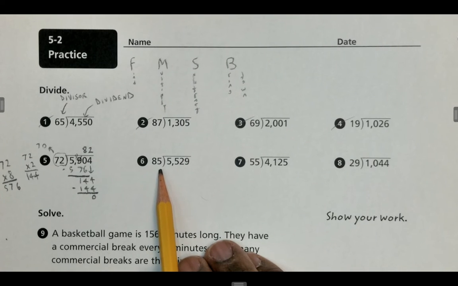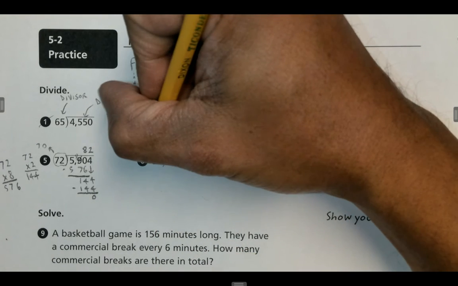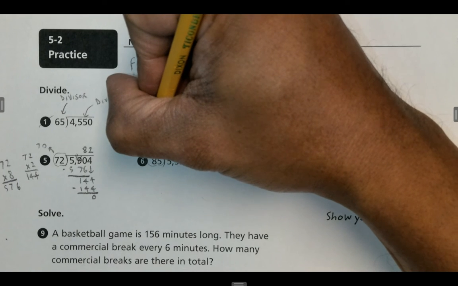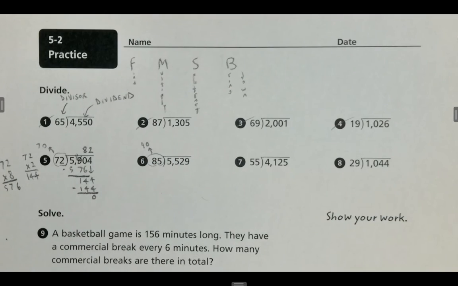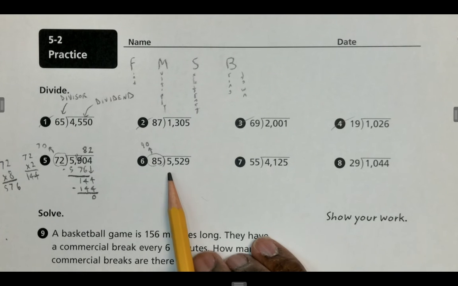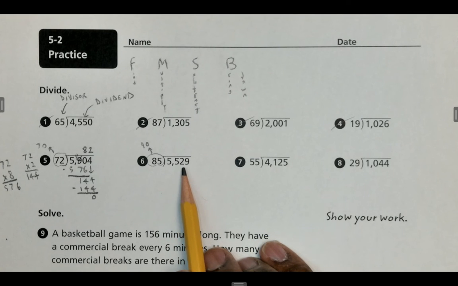Next problem. I'm looking at 85. I could round this up to 90. So think 9 times facts and add a 0 behind all your multiples of 9 to get your 90 times facts. How many times does 90 go into 5? Nope. 55? Nope. 552? Yes. So whatever I land on, I'm going to line up above the 2. Now, 90 times 5 is 450. 90 times 6 is 540. That feels close. I'm going to test out 6.